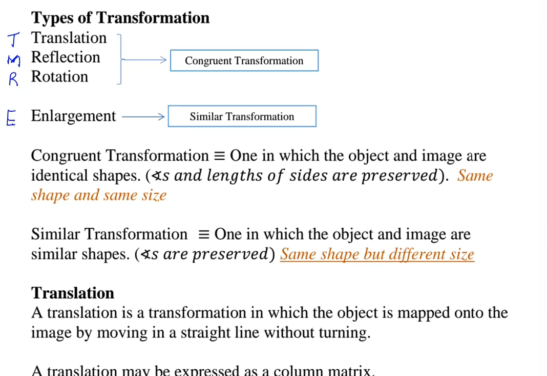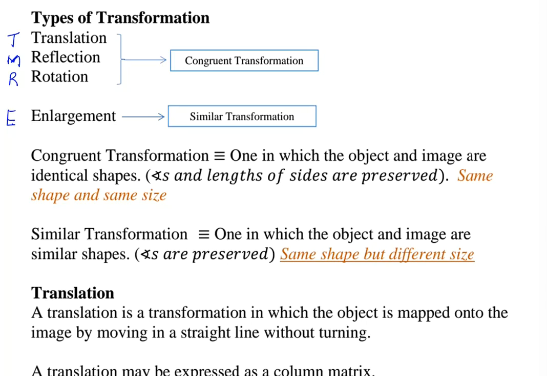All right, so we said that translation, reflection, and rotation are what we call congruent transformation, and enlargement is what you call a similar transformation. Now, what is a congruent transformation? A congruent transformation is one in which the object and the image are identical shapes. So in other words, the shape that is about to move and the shape that results after movement, they're identical shape. So a shape that is translated, reflected, or rotated remains the same. The object and the image are identical shapes.